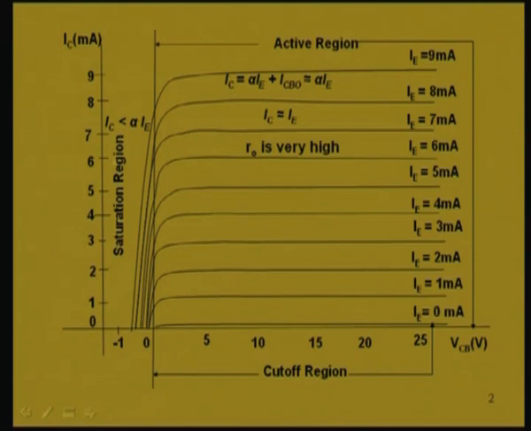In the saturation region, as IC is reducing, the value of IC is not alpha times IE. Here IC will be less than alpha times IE. So, this alpha and the alpha in the active region are not the same. The value of alpha will be less in the saturation region.